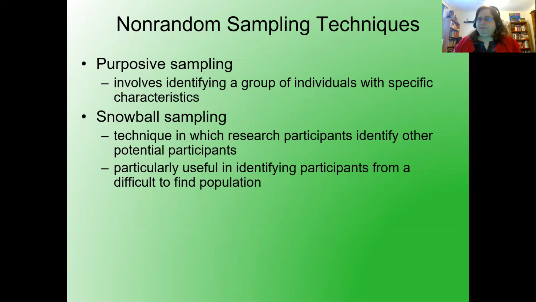Okay. All right. So while convenience, quota, purposive, and snowball sampling are all non-random sampling techniques, and we may not love them, there are times when you might have to use these, and I do want to emphasize that, because there are times when you just have to accept, because you're going after a population that's maybe not easy to identify, that you might have to use one or other of these techniques. Okay.